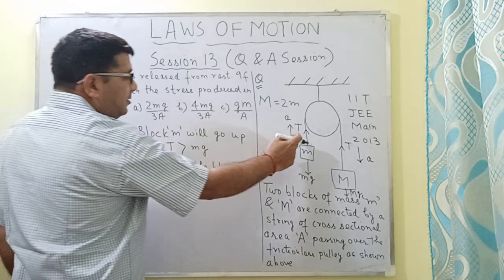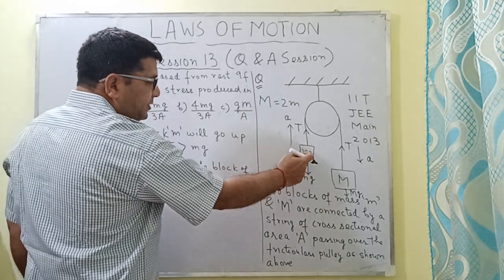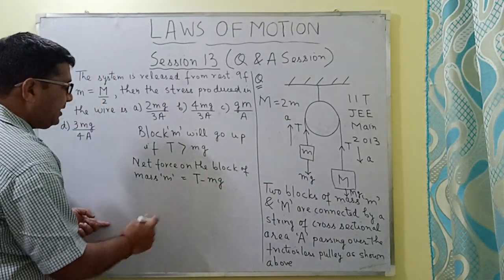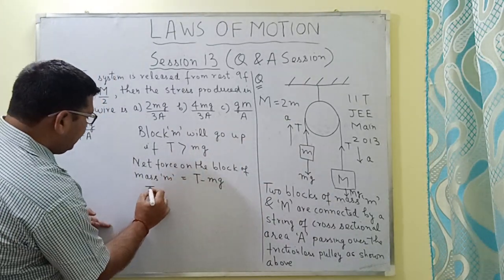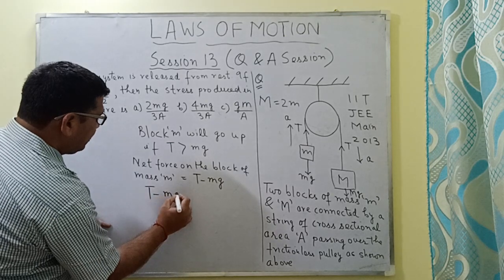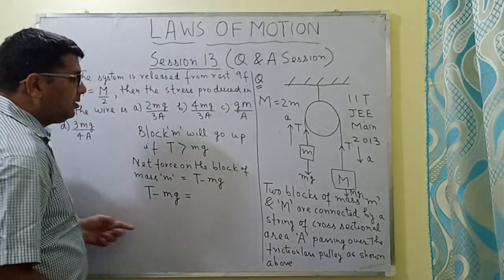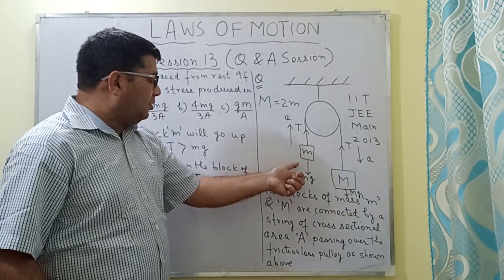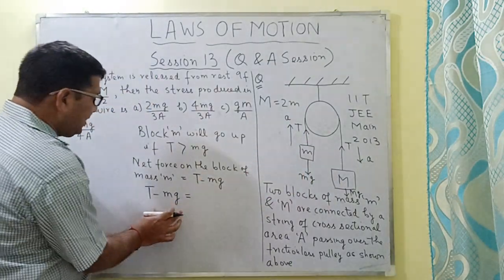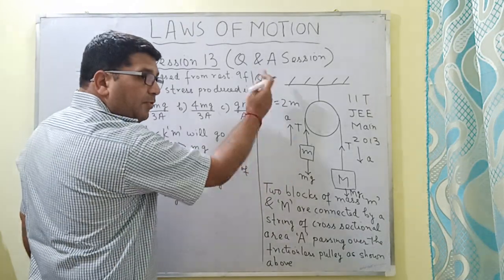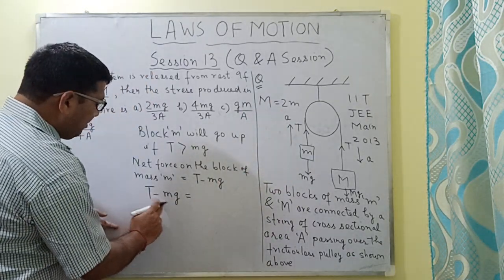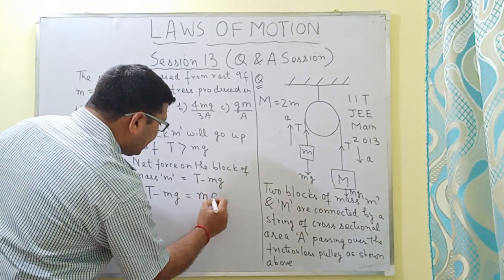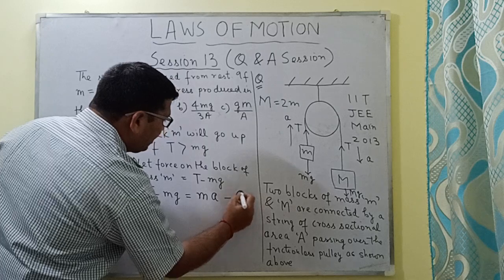So if this block of mass small m is moving upward with an acceleration a, then T minus mg will be equal to the net force which is acting on this block in the upward direction. So T minus mg will be equal to m, which is the mass of this block, into the acceleration a. So this is the first equation which I have got.